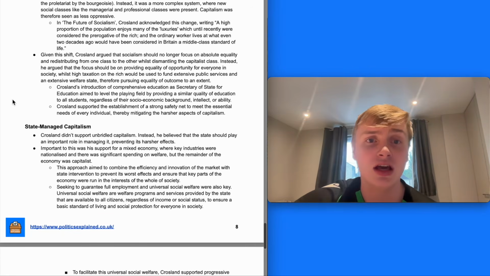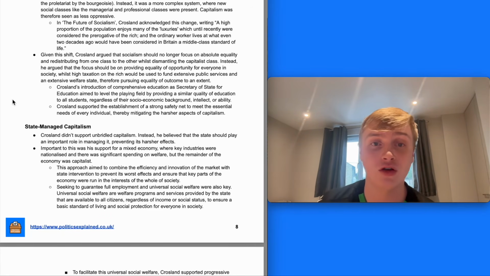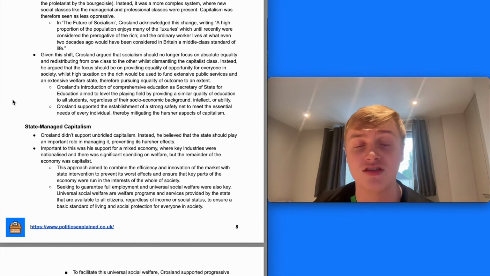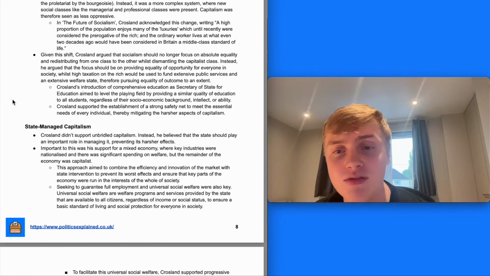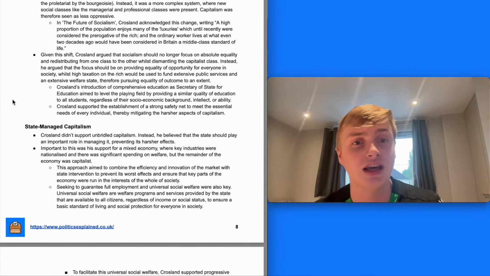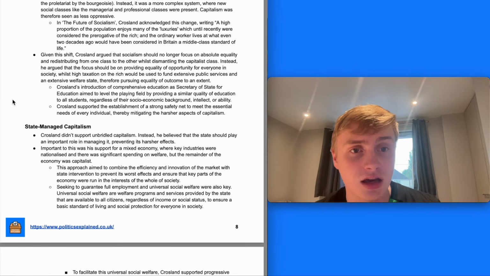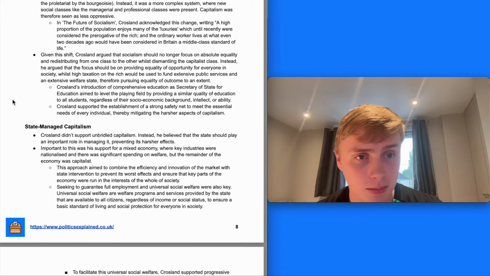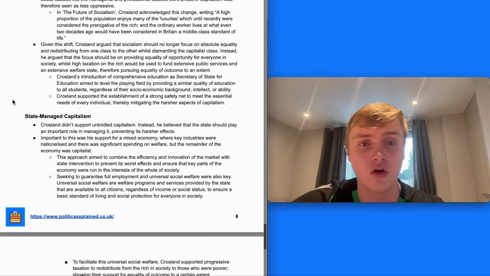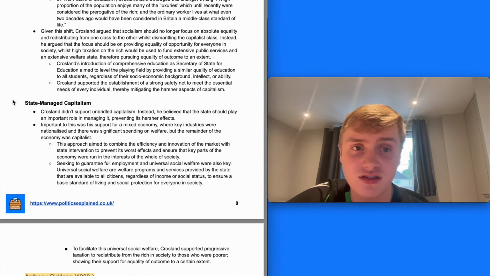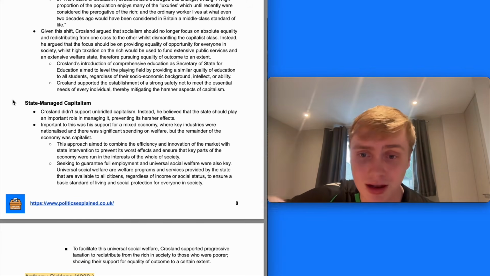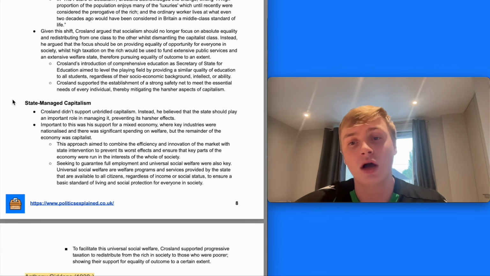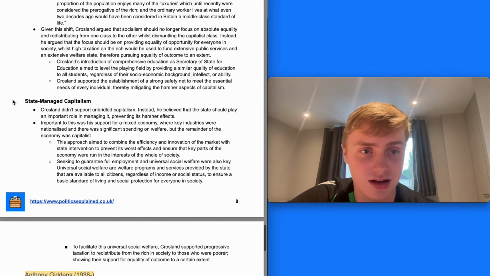And given this shift, he argued that socialism should no longer focus on absolute equality from one class to the other, or dismantling capitalism. Instead, it should be focused on providing equality of opportunity for everyone in society, whilst using some taxation to pursue some redistribution and equality of outcome. And you saw this in his introduction of comprehensive education as Secretary of State, which aimed to level the playing field by providing an equal, good level of education to everyone in society.